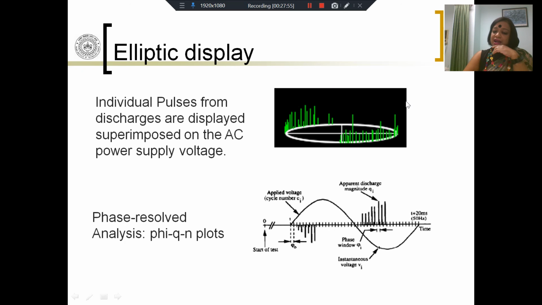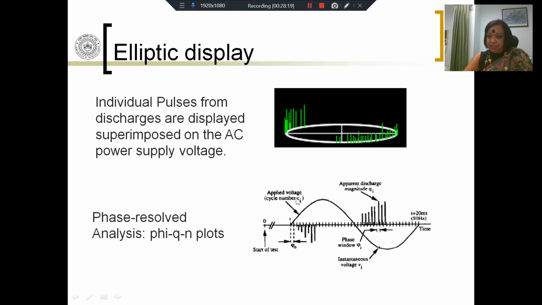This is the kind of display that you generally see, but we don't really work with displays like this. We use what are called phase resolved analysis, or phi-QN plots. What are phi-QN plots? If you look at this sine wave, let's imagine that I have taken this ellipse and opened it up, such that these pulses are here.